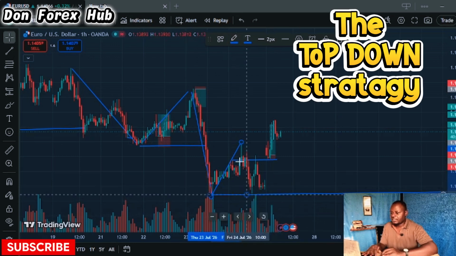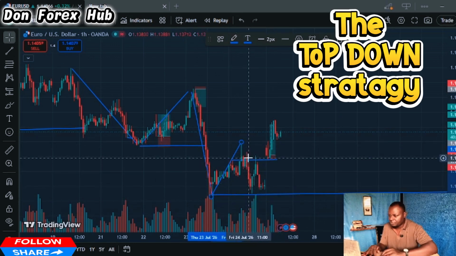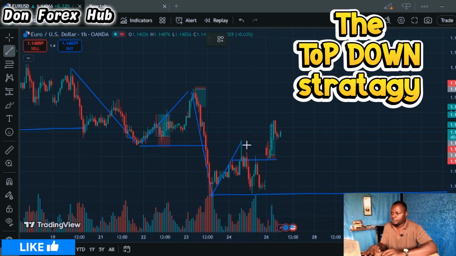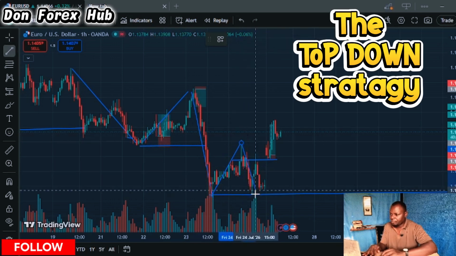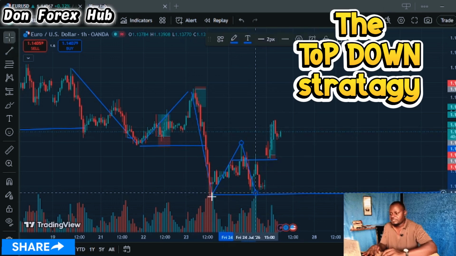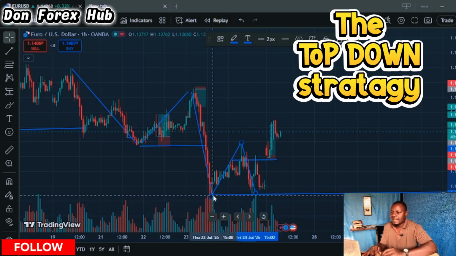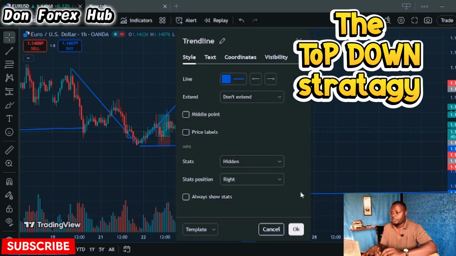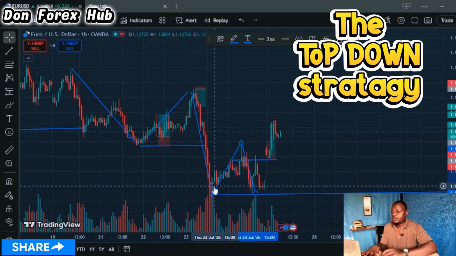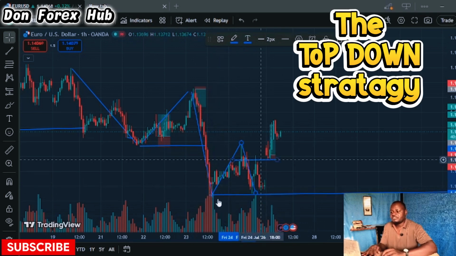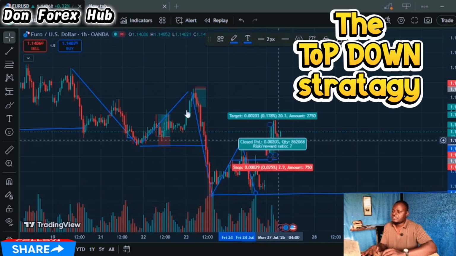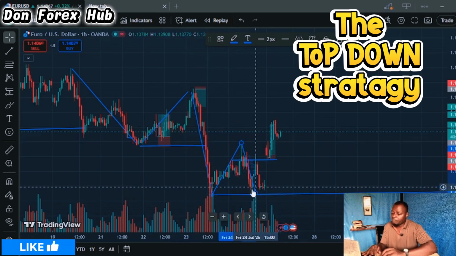Some people make a mistake here. It came up again. Look here. It came up to here. Hope you are seeing, but it didn't break. That means this one stays the last lower low. It is not yet broken. So price decided to be, some of you make a mistake here.